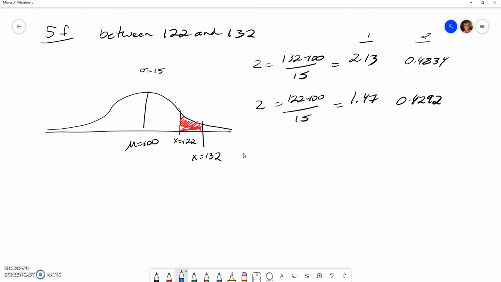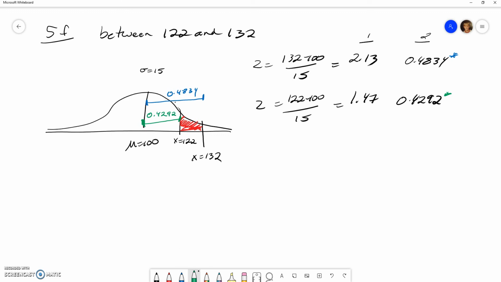So this number here, 4834, that is from here all the way out there. There is 0.4834. And this number here, 4292, is from here all the way there, 0.4292. So the blue area, 4834, includes that green area but does not include that red area.